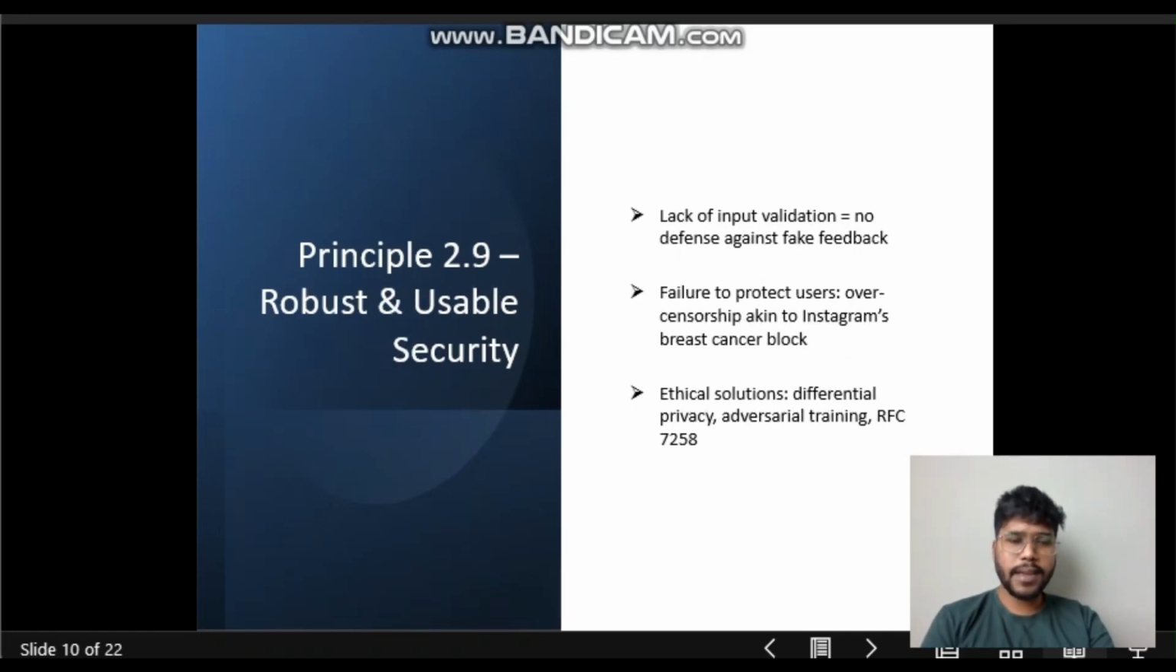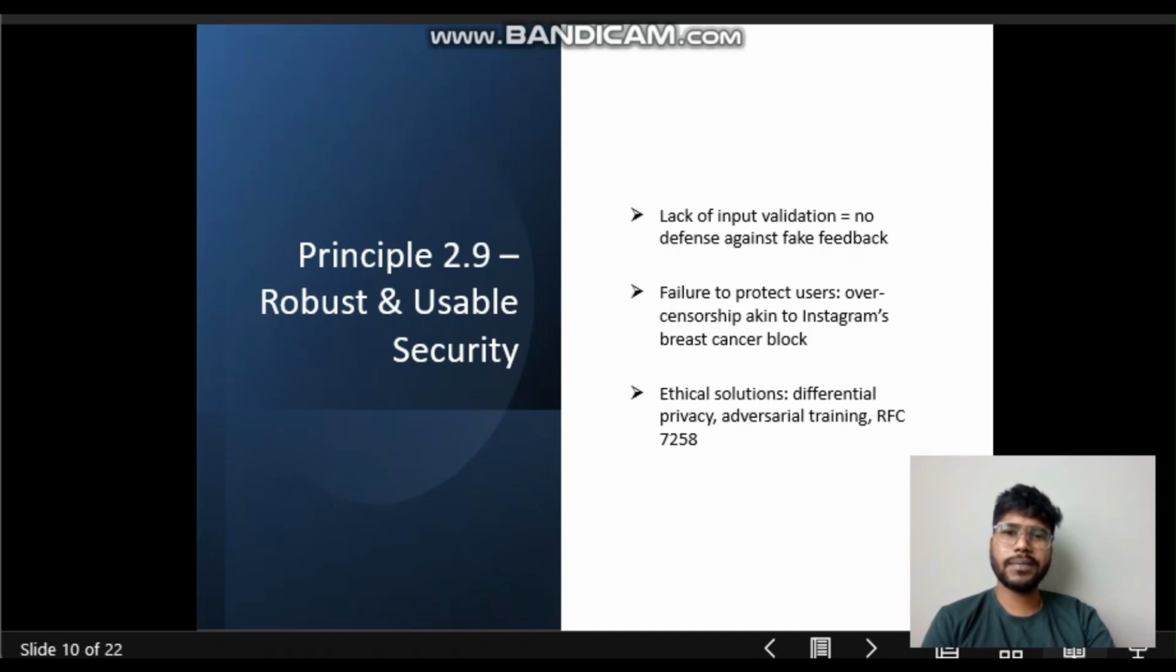So here in this slide, we'll talk about principle 2.9, robust and unstable security. We can say lack of input validation. The first one: no defenses against fake feedback. The feedback mechanism had no safeguards against fake or malicious reports, as we all know. Modern machine learning systems use techniques like differential privacy or adversarial training to resist attacks. And again, Blocker Plus ignored these models, leaving its model defenseless, which is shameful.